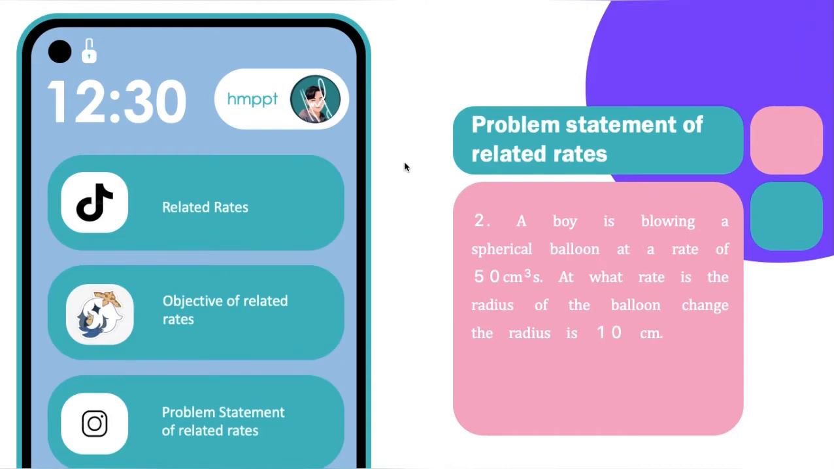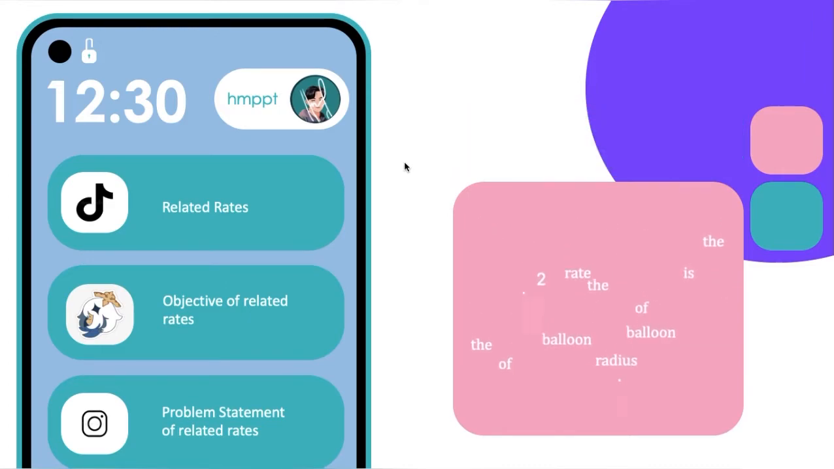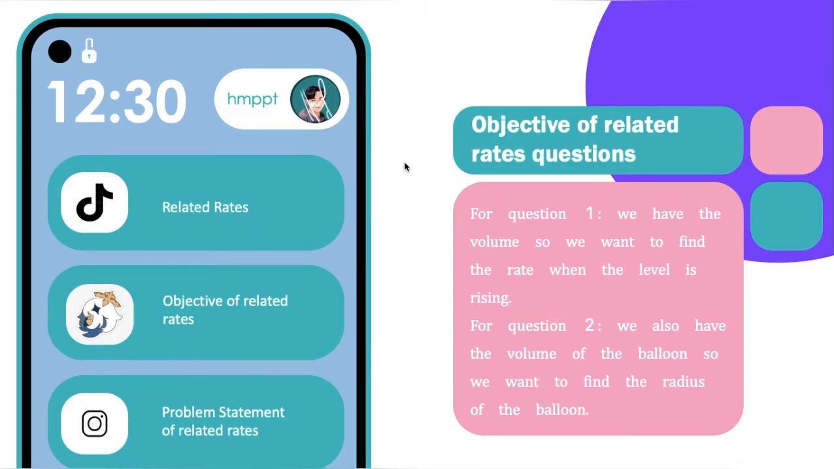So this question asks for the rate of the radius when the balloon changes, and the radius is 10 centimeter. From this question, they have given so many clues to help you answer. So the objective of those related questions before.